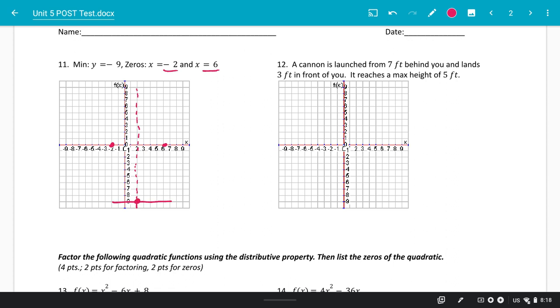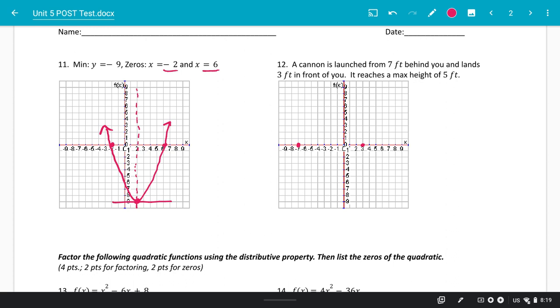That means there's a point right there. Boom. There's my parabola. On number 12, a cannon was launched from 7 feet behind you. We are assuming that we're standing on the origin. So it was launched from 7 feet behind us. It lands 3 feet in front of us. So 7 behind, 3 in front.